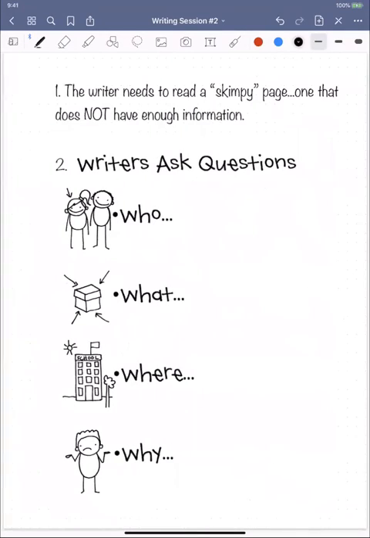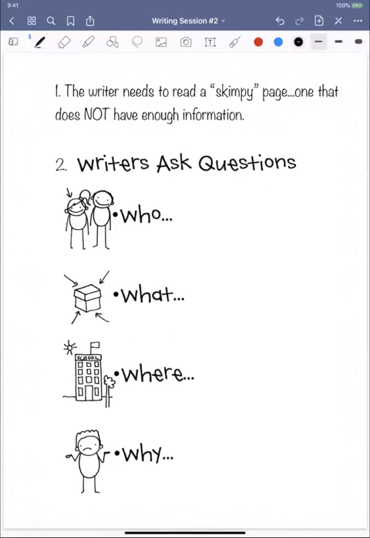You could do this in your writing too, 4th graders, and it starts with these steps. First, the writer, you, needs to read a skimpy page. A skimpy page is one that just does not have enough information on it, and you need more. So you're going to find that page. Secondly, you're going to think about the who, what, where, and why questions for that page, and then you're going to answer them in your writing. Once you answer one question, then you could take on another question.